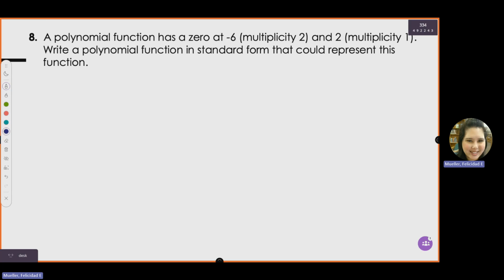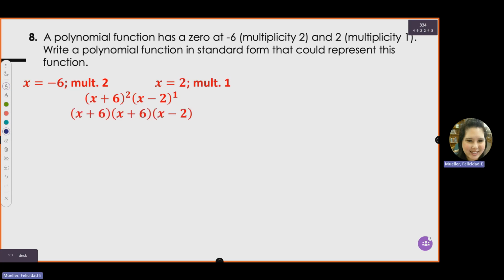A polynomial function has a 0 at -6, multiplicity of 2, and 2, multiplicity of 1. Write a polynomial function in standard form that can represent this situation. So this is just us going backwards from what we just did. This is saying that I have x equals -6 with multiplicity of 2, x equals 2, multiplicity of 1. So that would be x plus 6 squared times x minus 2 to the first power.